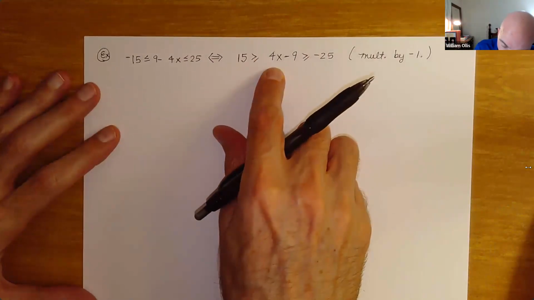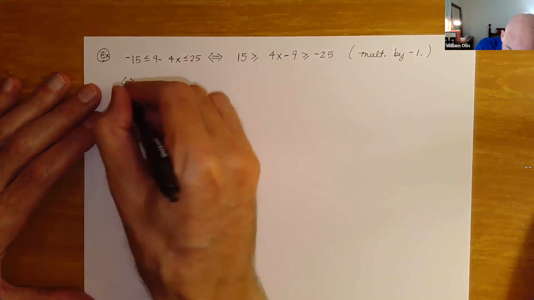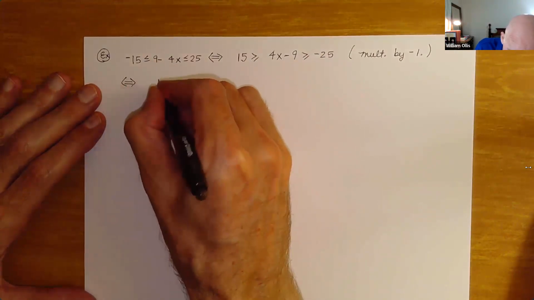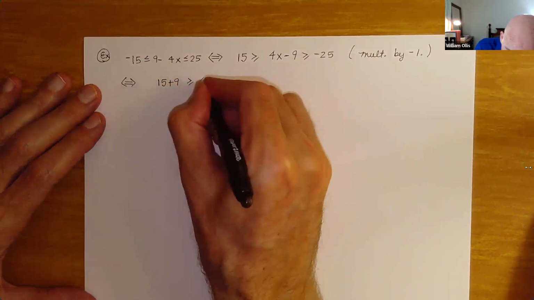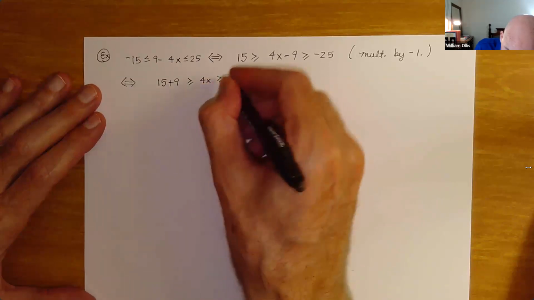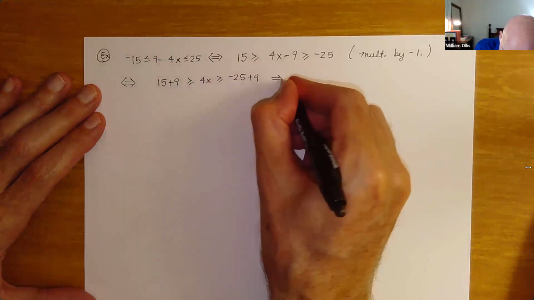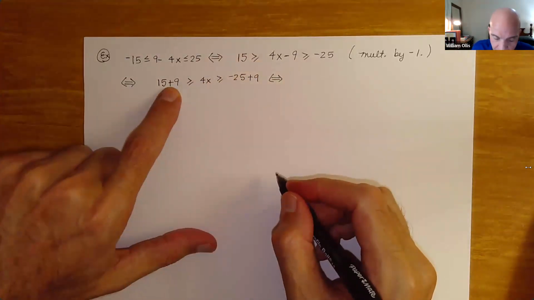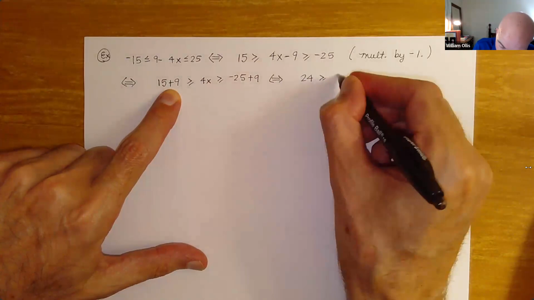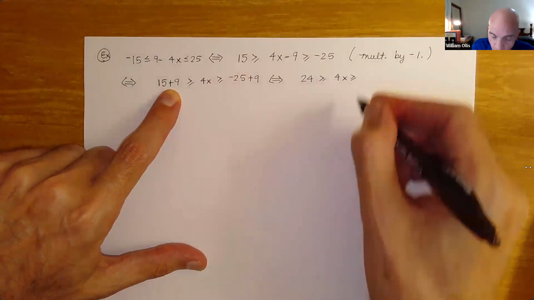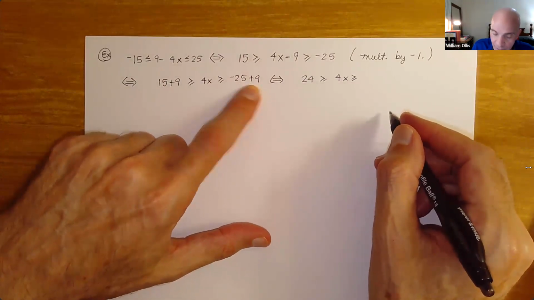So now we can go ahead and add 9 to both sides, because we want to isolate the x in between. That would be the most efficient thing. So 15 plus 9 is greater than or equal to 4x is greater than or equal to negative 25 plus 9. So very straightforward. Now, of course, the 15 plus the 9 gives us a 24, greater than or equal to 4x. And then, of course, now here, this just gives us a negative 16 if we add 9 to negative 25.